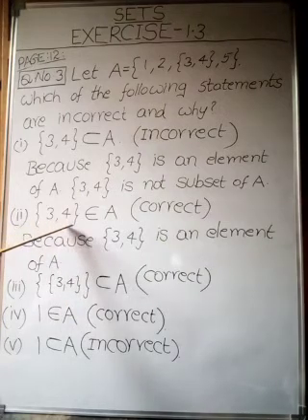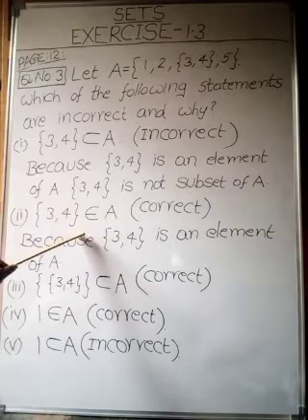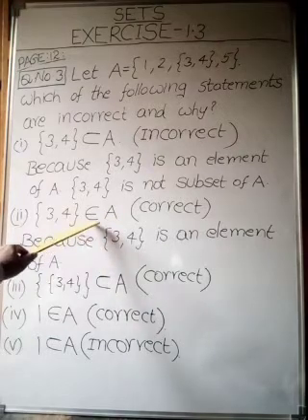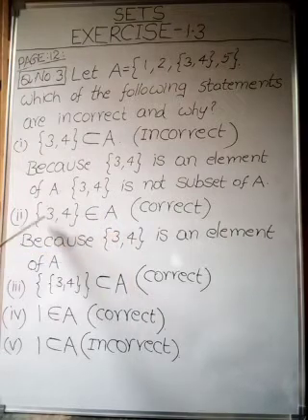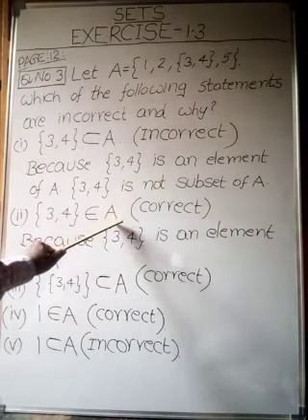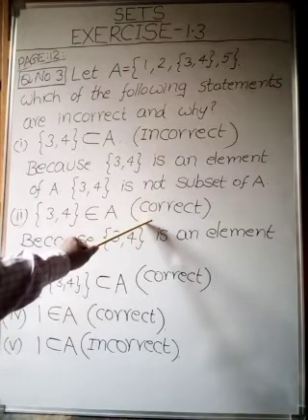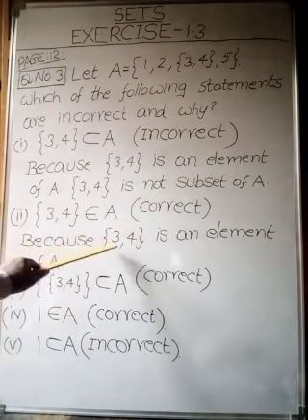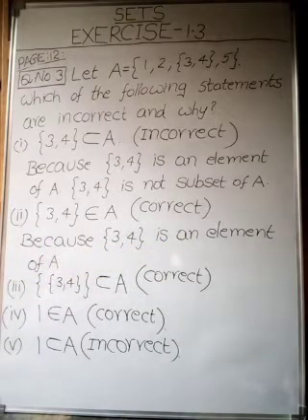Set {3, 4} belongs to A. This symbol stands for is an element. This symbol stands for belongs to. Is this an element of set A or not? Yes, it is a correct statement, because set {3, 4} is an element of set A. Is it clear, my dear children?